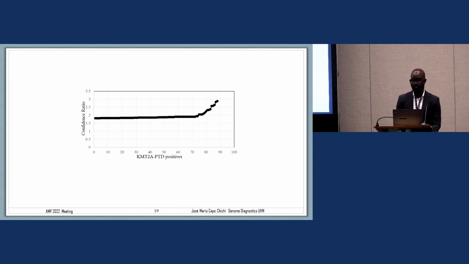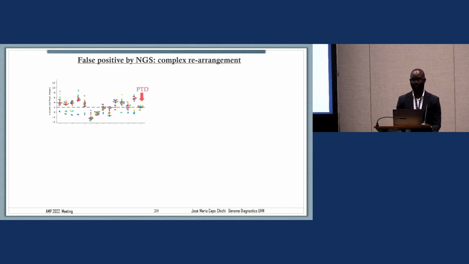So one way to address this situation was to set up a PTD detection threshold somewhere around 1.8. And in doing so, we were able to have 100% concordance between the calls that were made by OGT software and our in-house algorithm. But we still identified some false positive calls made by NGS, this time by both algorithms, so our in-house algorithm and OGT software.